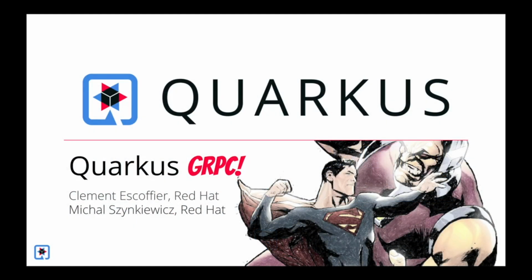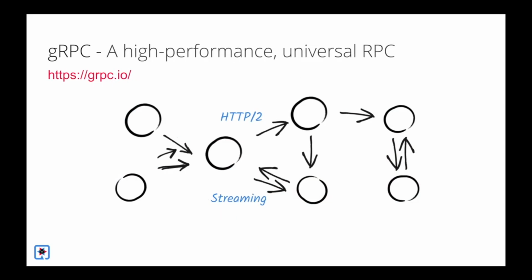Hello, my name is Clément Escoffier, and in this video, I'm going to present the gRPC support that has been added in Quarkus 1.5. But first, what is gRPC? gRPC is defined as a high-performance, open-source, universal RPC mechanism, RPC meaning Remote Procedure Call. You can find more information about gRPC on gRPC.io.